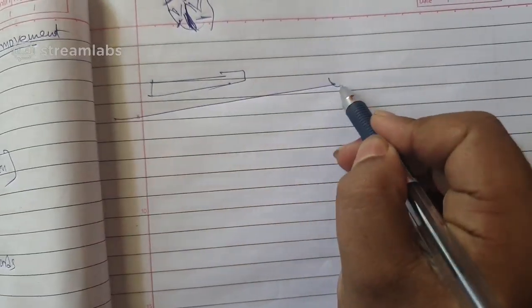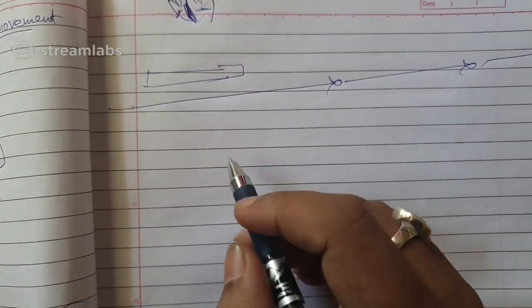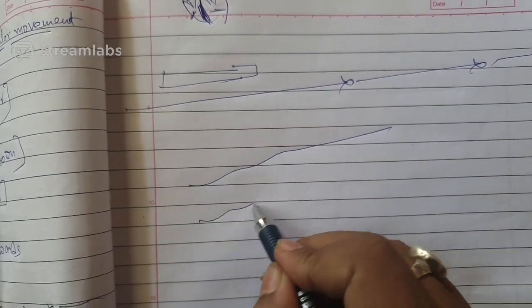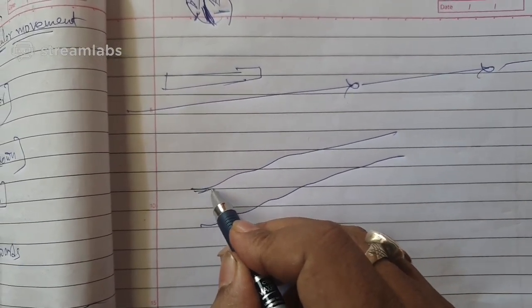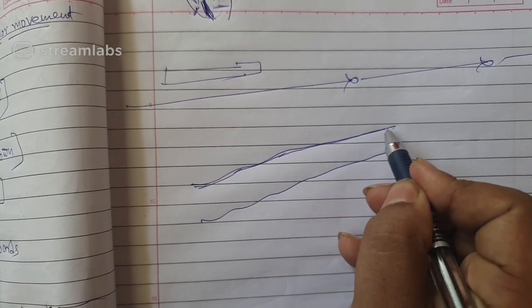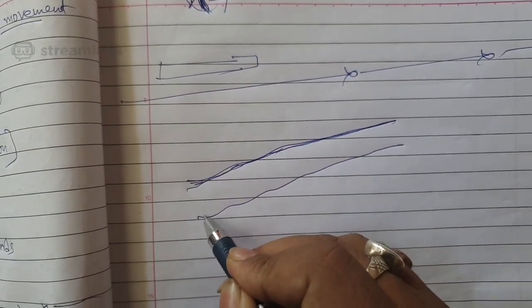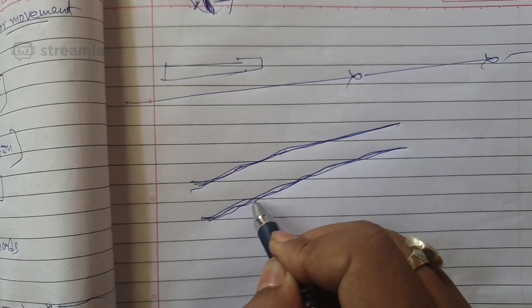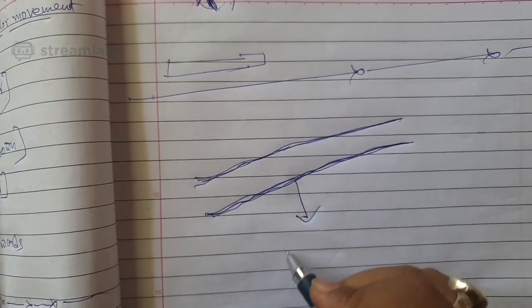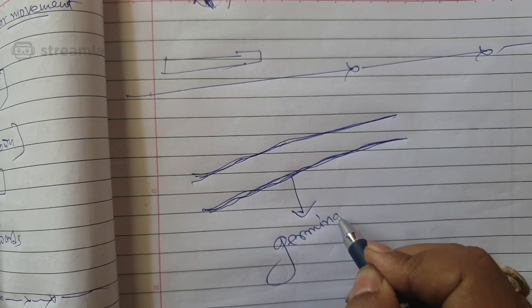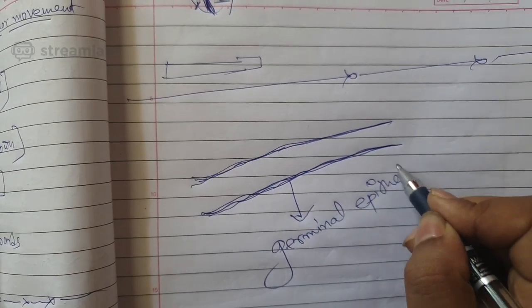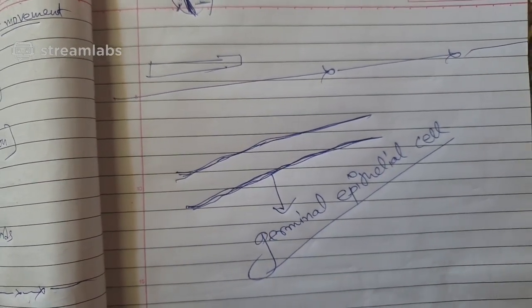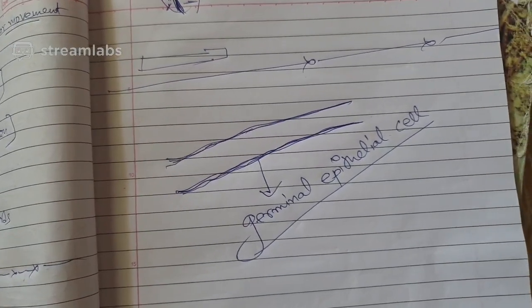Now what happens is, suppose this is the extended seminiferous tubule. This is the inside of the tube. Here, the type of cells which form the wall of the tubule is known as the germinal epithelial cell. So I hope that you understand, it is known as the germinal epithelial cell.